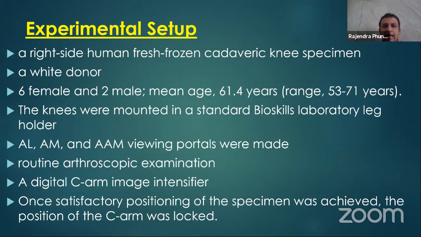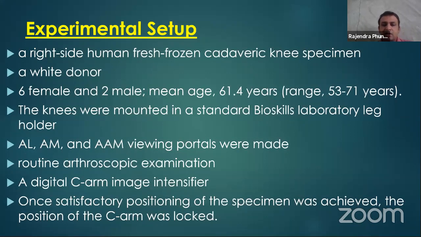So in every lab, a right-sided human fresh frozen cadaveric knee specimen was taken. The specimen was from a white donor. There were 6 females and 2 males with a mean average age of 61 years. The knee was mounted on a leg holder and the specimen was mid thigh and mid leg amputated. All the 3 portals were made. A diagnostic routine arthroscopic examination was done to see any damage to condyles, ligaments, cartilage.